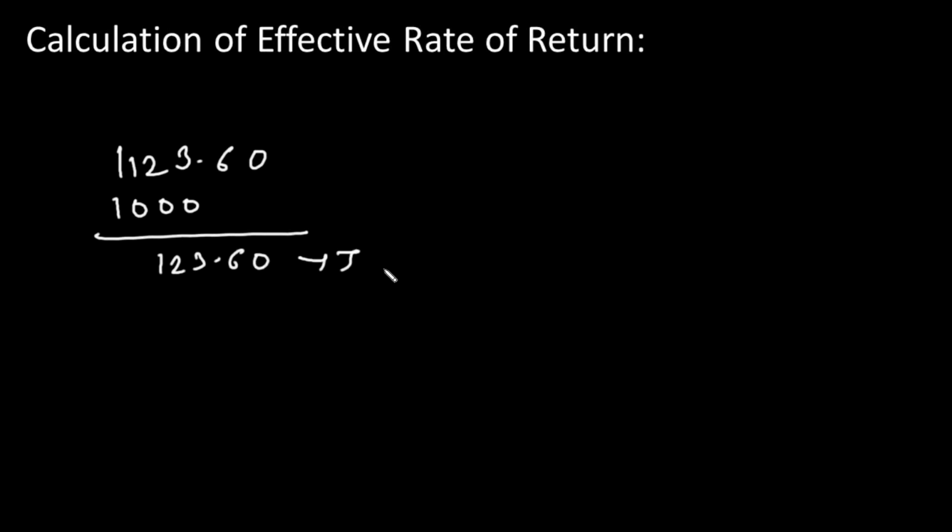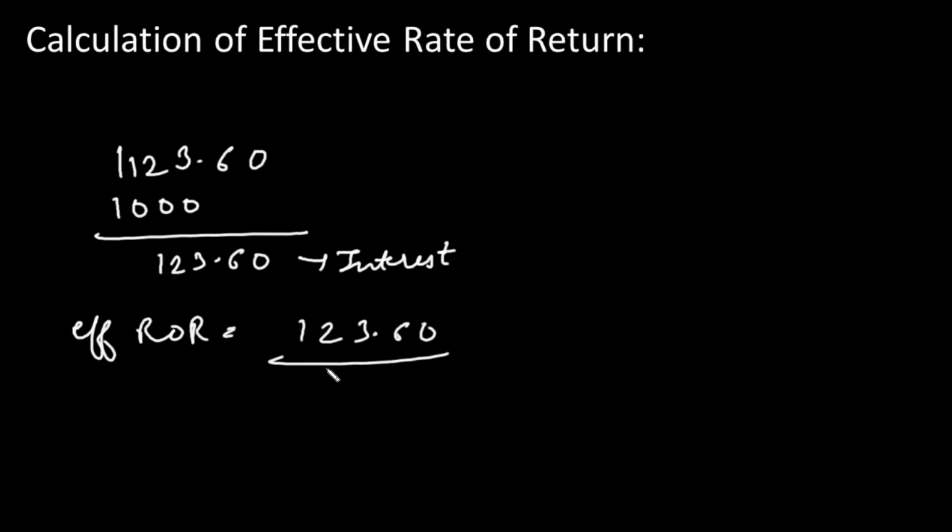So basically for the whole year, how much interest did we get? 123.60 is the interest amount that we got at semi-annually. So effective rate of return would be interest amount upon 1000 into 100. इस पे हमें ये interest मिला है. So this comes out to be 12.36% approximately.